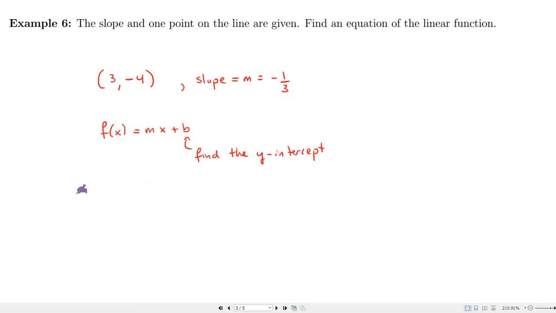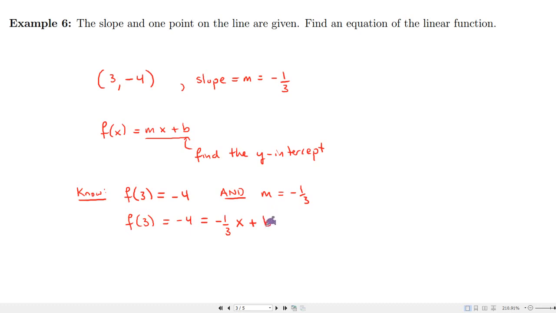So what do we know? Well, we know the following. If I were to evaluate f at x equals 3, then this is negative 4. That's what that point translates to. And m is equal to negative 1/3. So what we could do is say f of 3 is equal to negative 4, which is equal to this thing where we substitute in negative 1/3. So negative 1/3 x plus b.